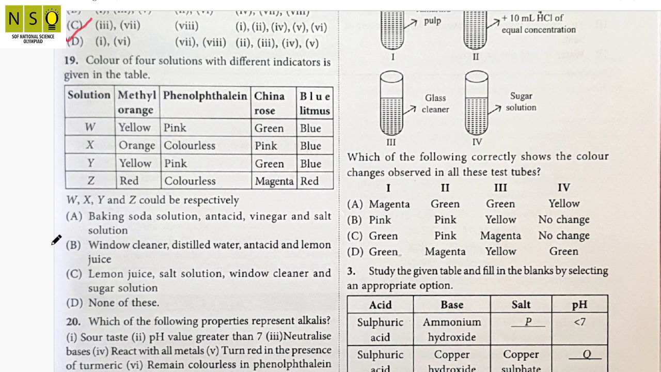If these are the points, then option B will be the correct option. Option B, that is window cleaner. Window cleaner is basic. Distilled water will be neutral. And antacid is basic again. And lemon juice is acidic in nature. So option B will be the correct option.